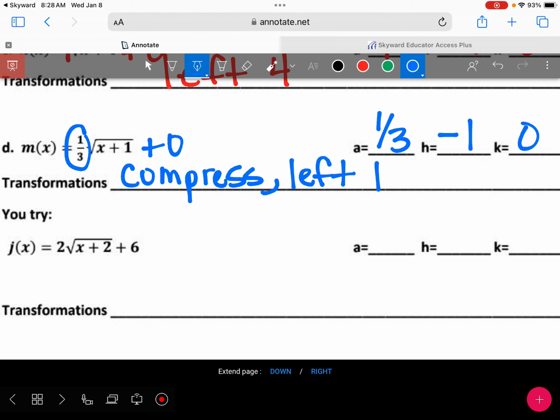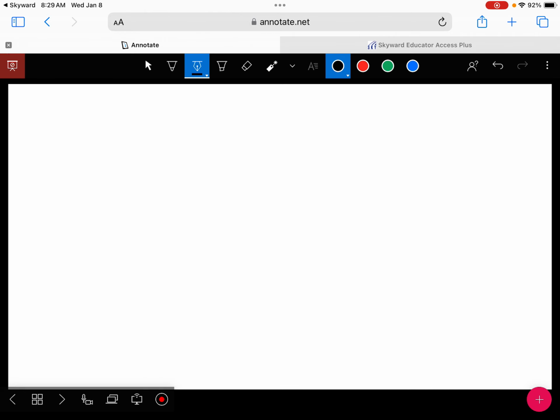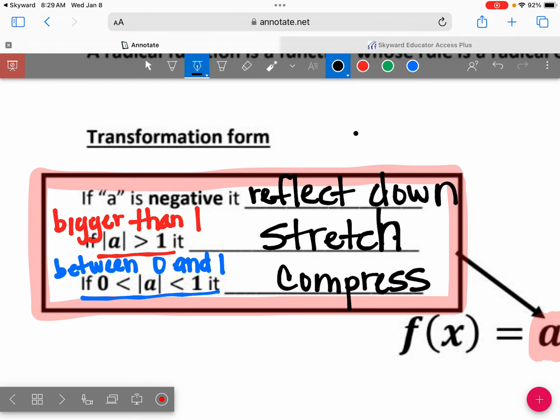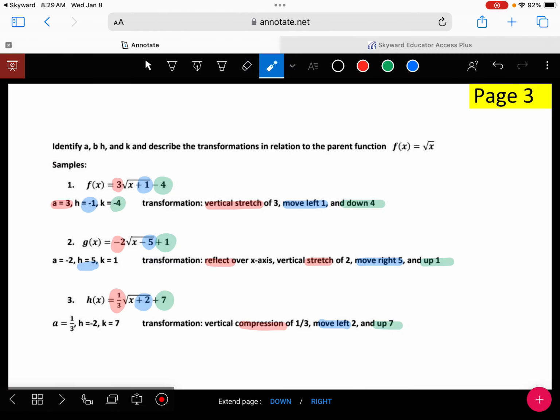Not bad. We at least got our A, H, and K right, so I appreciate that. So we can talk about the transformations together. So A is what? What did you say for A? A is 2. So I'm going to go back 2 slides. We said for A, if it's bigger than 1, it's going to make it stretch. But if it's between 0 and 1, it compresses. So is 2 bigger than 1 or less than 1? Bigger. So you should have written that it's going to stretch.